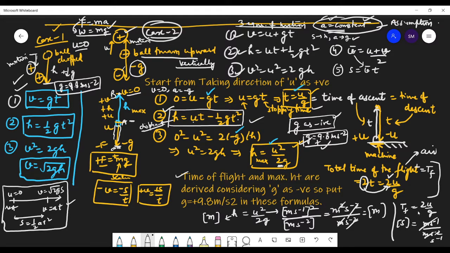Yes, sir. So just remember that here we need U square because we need H, so we need to cancel out the second square, which is with the acceleration. So U by G is there, but here we need square, and here it is multiplied with 2. Or you can simply derive this formula.